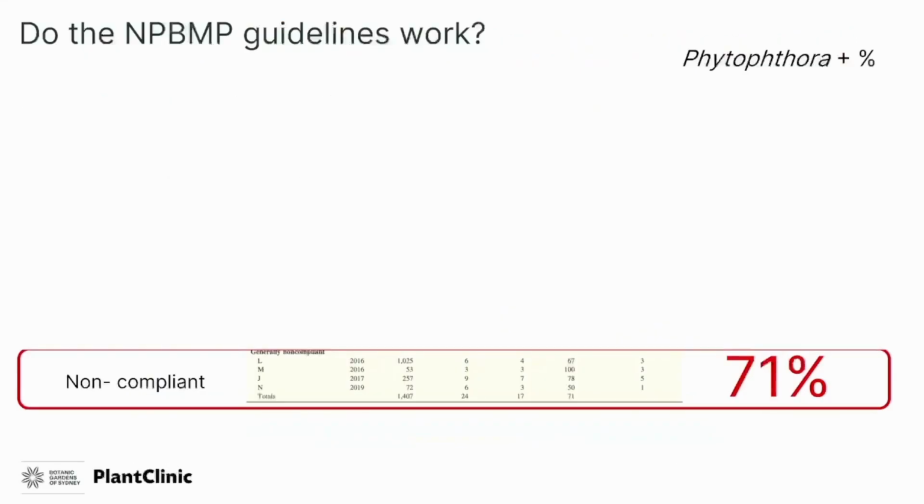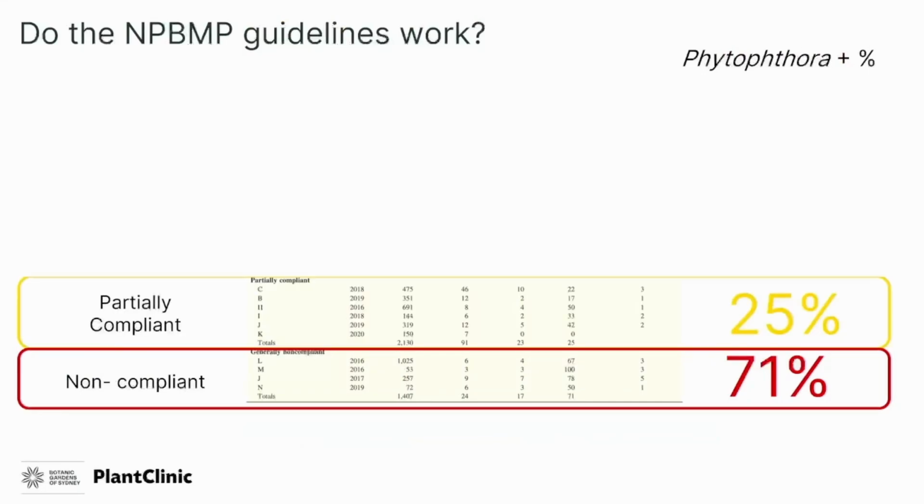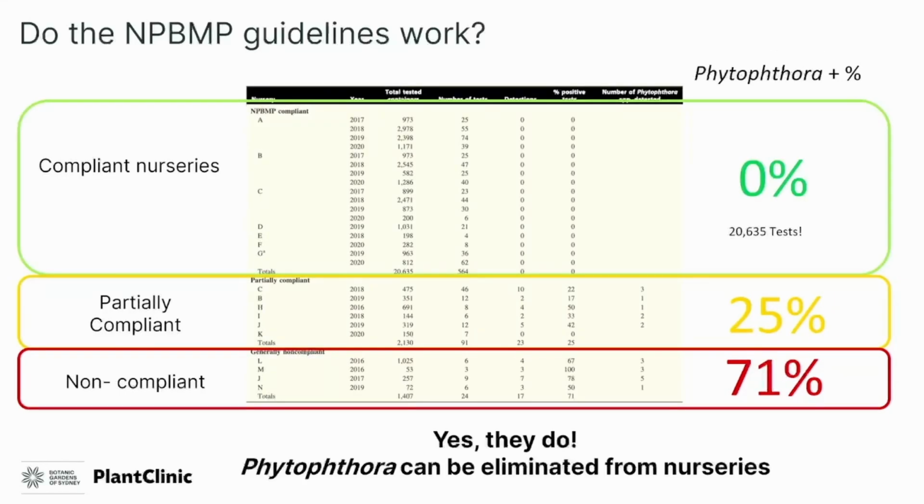How did they do? So they went back and did a survey post over a number of years, and they found that non-compliant nurseries still had a very high incidence. Partially it was 25%, so about where we're at in amenity tree nurseries. And then compliant nurseries had no Phytophthora despite 20,000 tests over multiple years and multiple nurseries. So these guidelines do work, and we can eliminate Phytophthora from our nurseries. We just have to have the will to do it.